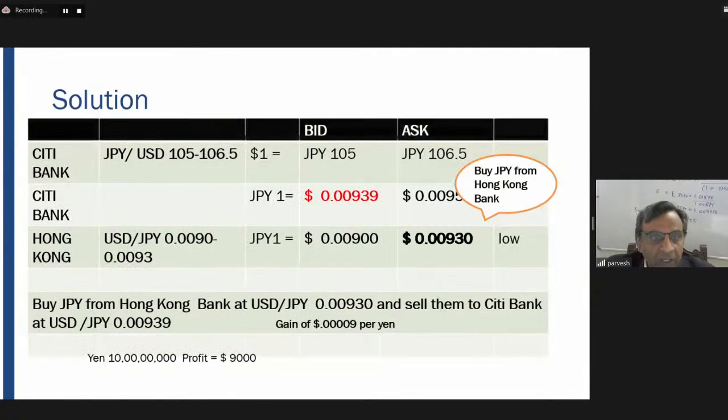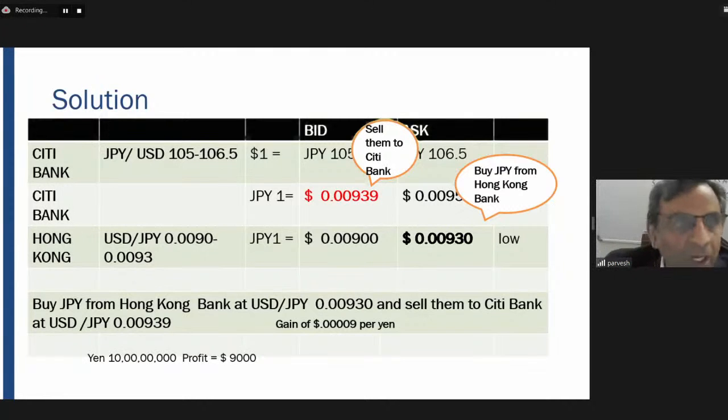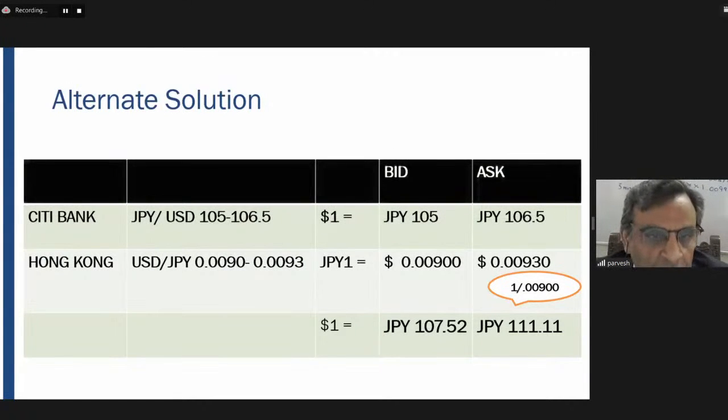So what we can do is we can buy the Japanese yen from the Hong Kong Bank, which is available at $0.00930, and sell that to the Citibank at $0.00939, so that we make a gain of $0.0009 per yen. So if you have 10 lakh yen with you, you can go and buy Japanese yen from Hong Kong, and then you can make a profit of, say, 90,000. Okay. So let's say now there is an alternate solution also.